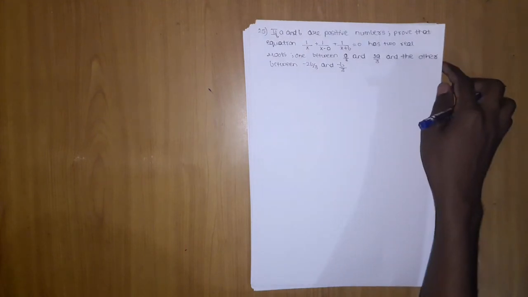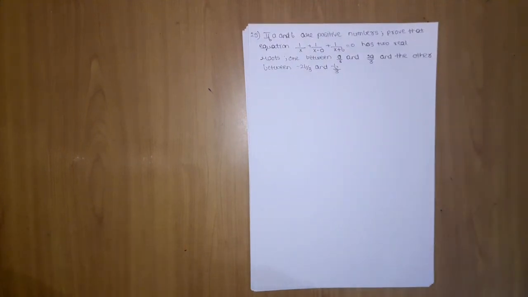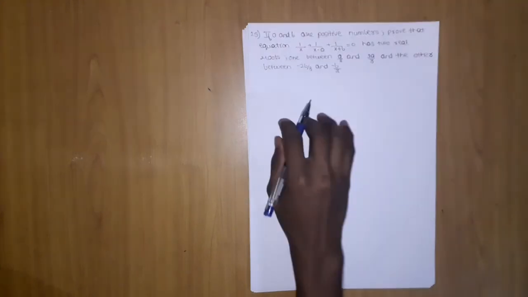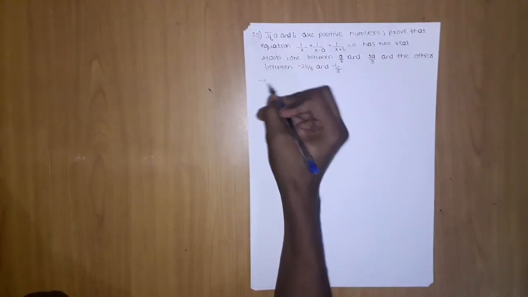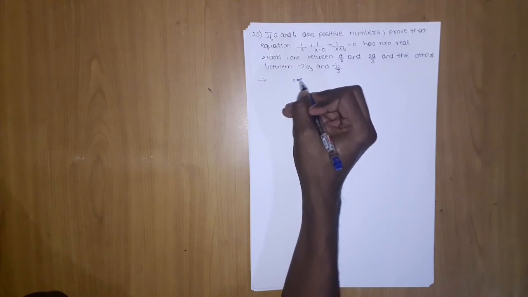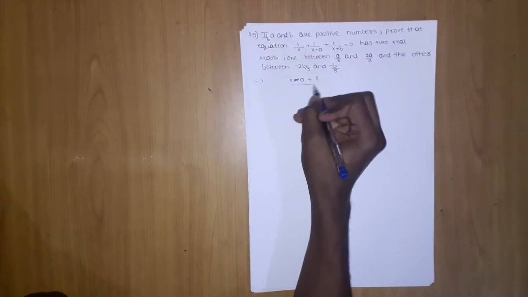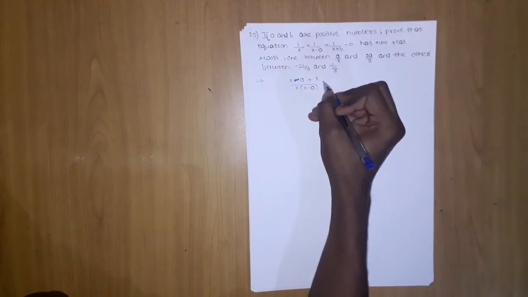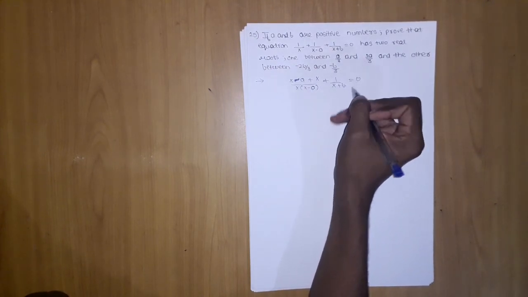which is if a and b are positive numbers, prove that equation 1 upon x plus 1 upon x minus a plus 1 upon x plus b equal to 0 has two real roots, one between a by 3 and 2a by 3 and the other is between minus b by 3. Okay, so how should we approach this? Let's think. Let's simplify this first, which will give us (x minus a plus x) upon x into (x minus a) plus 1 upon x plus b, right, equal to 0.